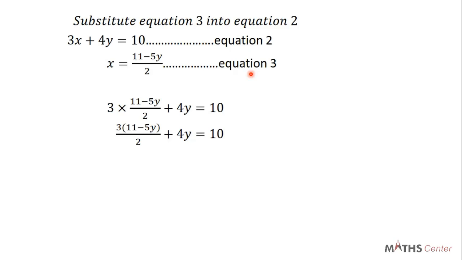If you watch the video on fractions, you will know that this 3 is the same as 3 divided by 1. So 3 will multiply the numerator, which is 11 minus 5y. 1 will multiply 2, which will give us 2. 3 is multiplying the numerator, but the numerator is a binomial. So I'm going to put the binomial into the bracket. Once again, if you want to understand binomials, watch the video on algebraic expressions. Binomials were explained in detail there.